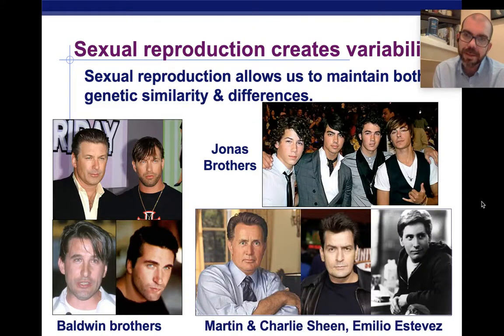But there's still a family resemblance. You can still tell when someone's related to someone else. Here's the Jonas brothers, here are the Baldwin brothers. You know they're related. It's because each person you're working with the same 50%. But what combinations of that 50% you get is randomized. So you're working with the same base materials.